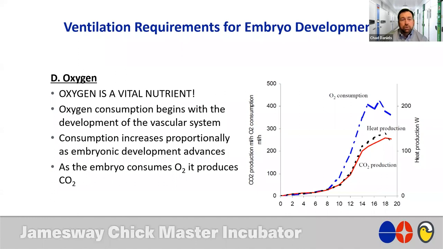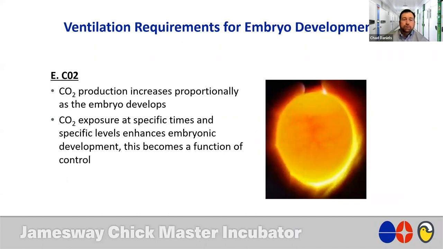Next, we look at oxygen. Oxygen is really considered a vital nutrient to feed the embryo as it develops. Oxygen consumption begins with the development of the vascular system, which is very early in embryonic development, and then consumption increases proportionally as the embryonic development advances. As that embryo consumes oxygen, it produces CO2, and you can again see that in the chart on the right side of the screen. CO2 production increases proportionally with embryo development, and we also recognize that CO2 exposure at specific times and specific levels enhances embryonic development. So again, CO2 becomes a function of control.